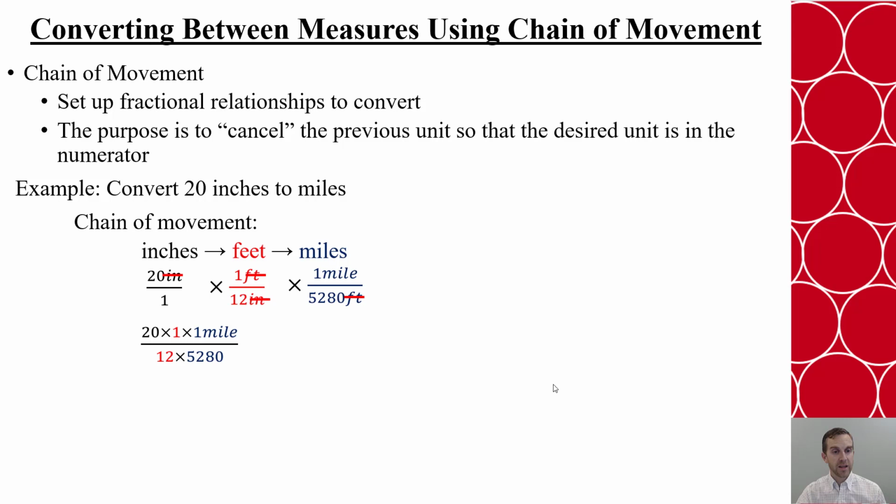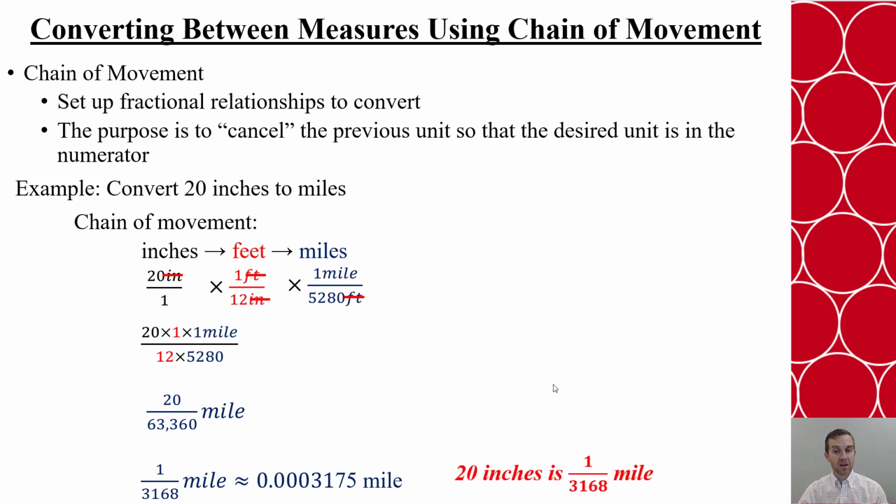And that will leave me then with exactly how to multiply through my fraction. So I had to do 20 times 1 times the 1 mile divided by 1 times 12 times 5,280. And this will leave me with 20 over 63,360 of a mile, which simplifies again to 1/3,168th of a mile. So again, 20 inches is 1/3,168th of a mile. It doesn't matter whether I use multiple proportions or I use this chain of movement. I just need to use a method that accurately pays attention to the units as I do my conversion.